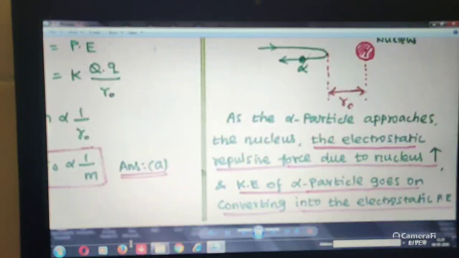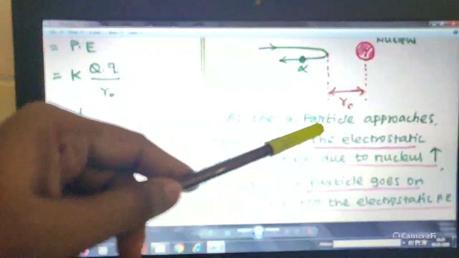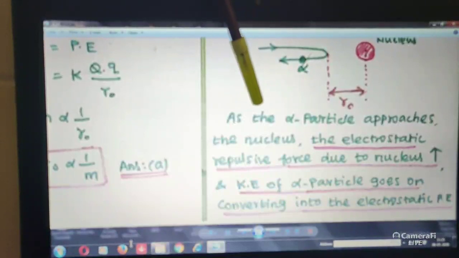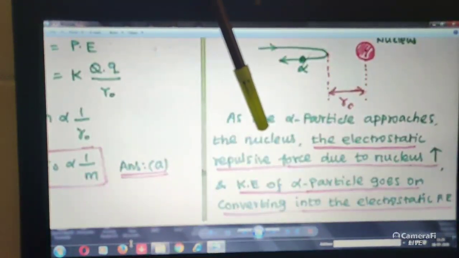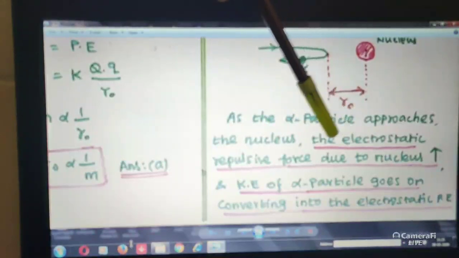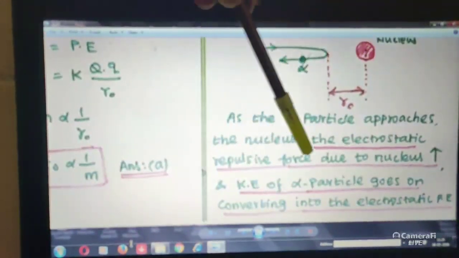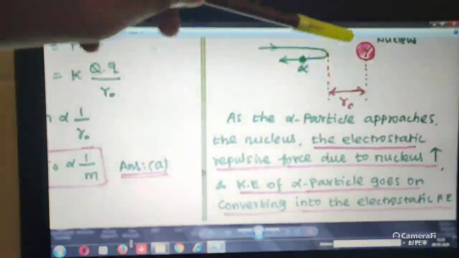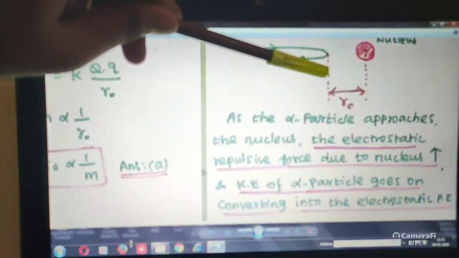So please remember that theory that I mentioned here. As the alpha particle approaches the nucleus, the electrostatic repulsive force due to the nucleus is increasing. Okay, so here the electrostatic repulsive force is increasing.